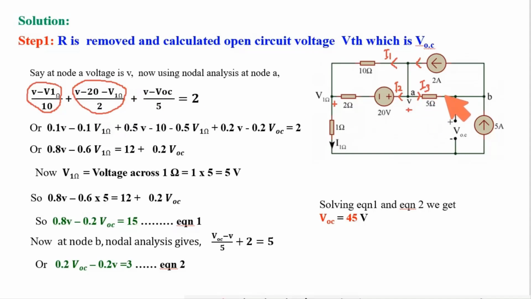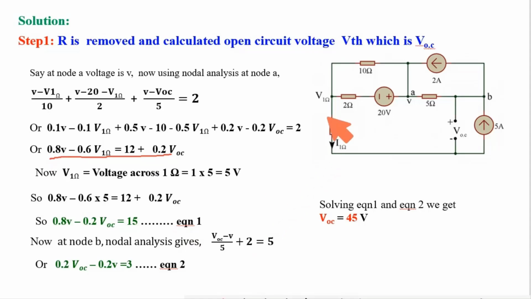Next, I3. I3 is flowing in this direction. At this point the potential is VOC. So I3 is V minus VOC divided by 5 ohm. So this I1 plus I2 plus I3 is equal to 2 ampere. Simplifying this equation, I got this relation.